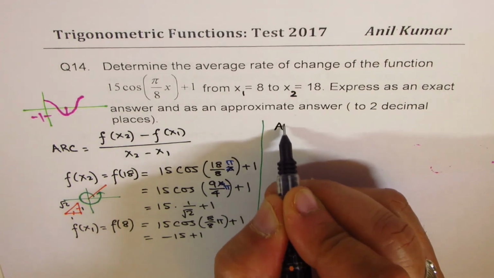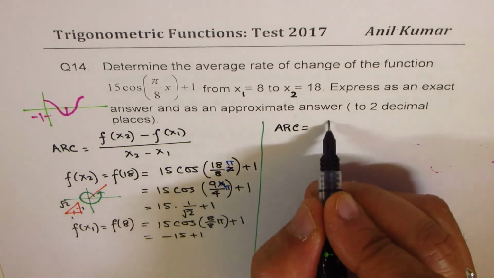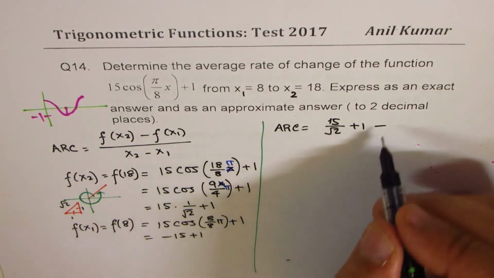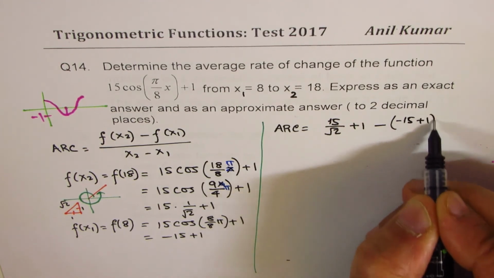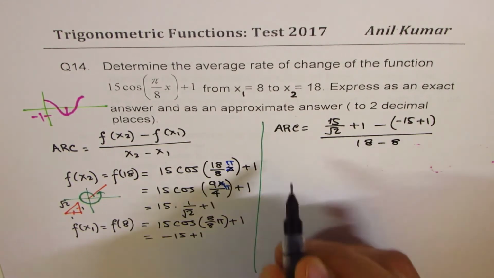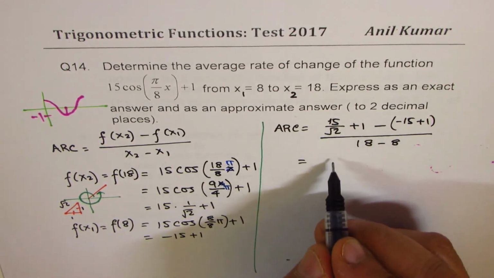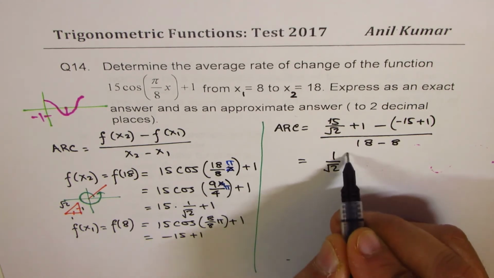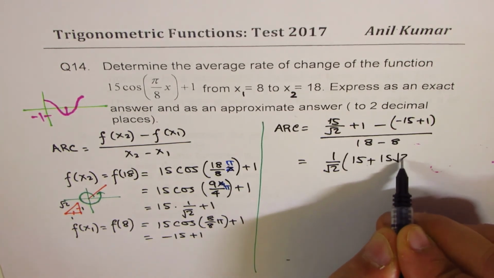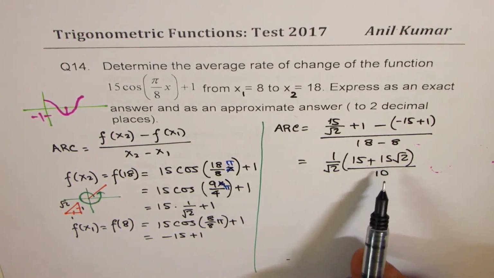So the average rate of change is equal to f of 18, which is 15 over square root 2 plus 1, minus f of 8, which is minus 15 plus 1, divided by 18 minus 8. So 1 and 1 cancel, and minus minus becomes positive. So we could take 1 over square root 2 as a common factor. We get 15 plus 15 square root 2, and the denominator here is 10.